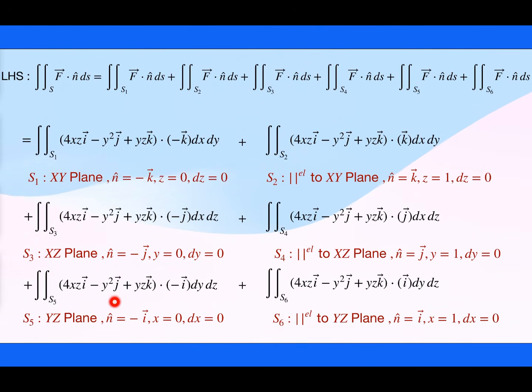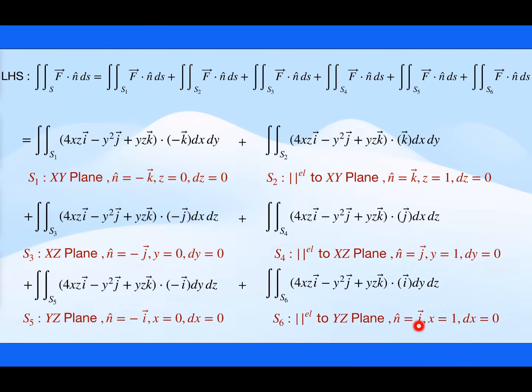Therefore when you take this f dot n cap, your n cap is replaced by minus i here, and the f vector is the same for all the surfaces. Similarly, when you get into the surface parallel to the yz plane, your n cap is i vector, because the unit outward normal is drawn outward, so it is i vector.